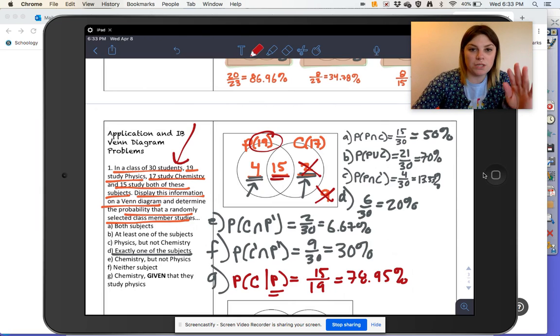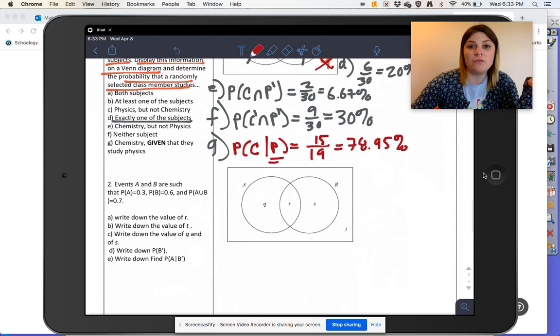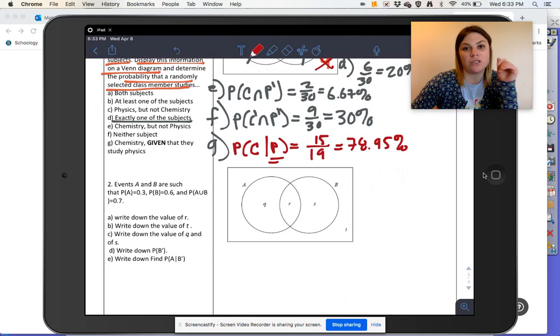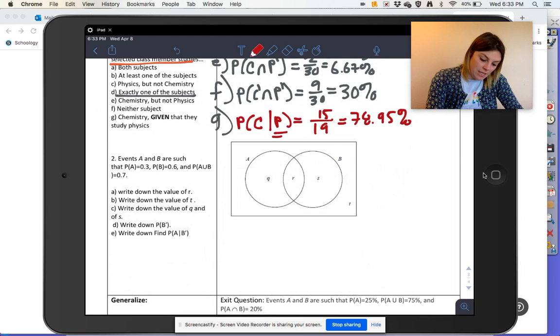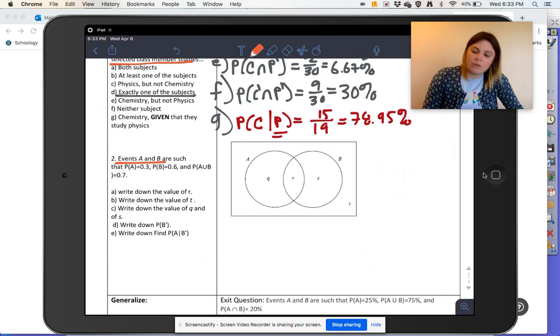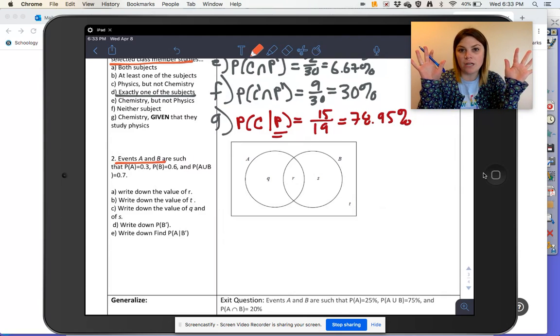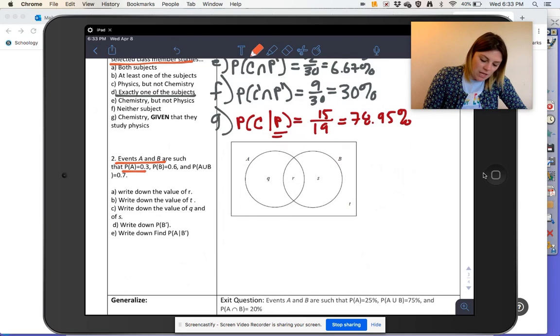Okay, we'll do one more IB style or application problem here. And this one's really important because you're going to see information given to you in a way which we haven't seen before. And there's a lot of IB questions that are like this. So it's really, really important that we've seen them before. This is our final question. It is talking about event A and B. Okay, so not real life, just an IB question, such that the probability of A is 0.3.